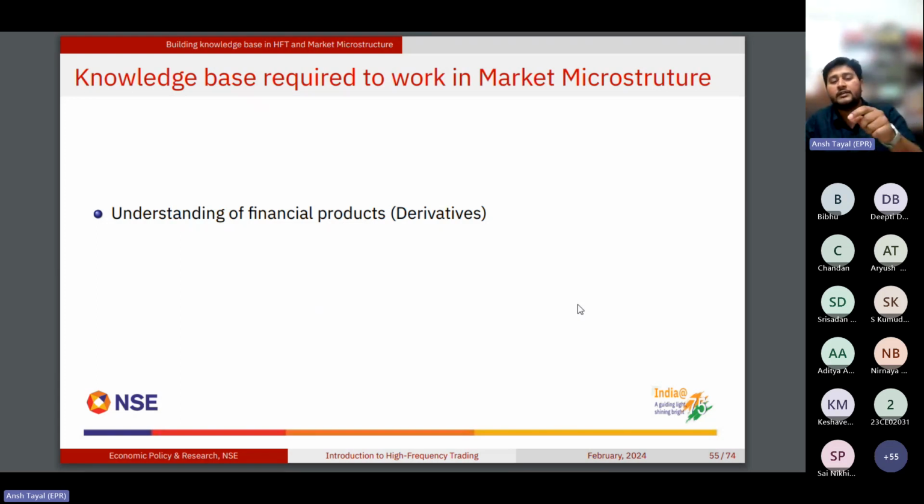So this is one product. A put option on the same thing is a different product. Similarly, we have nearly 90,000 products that trade, and out of 90,000, around 17,000 to 18,000 trade on a regular basis. So the practical understanding of this is very crucial.